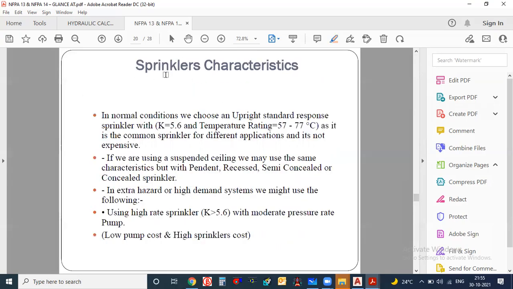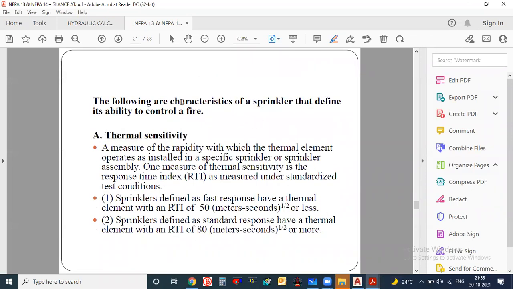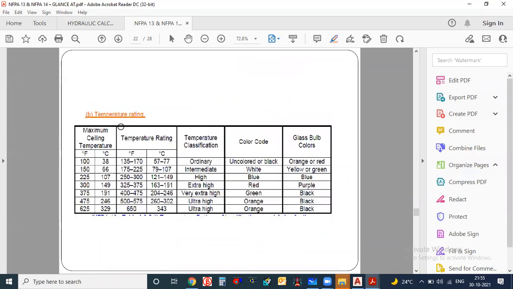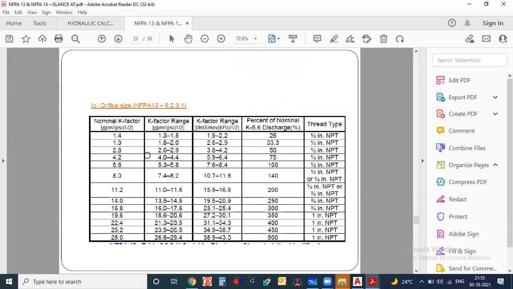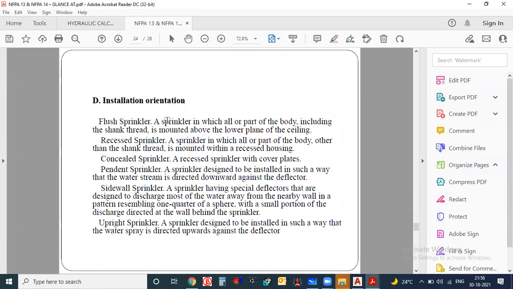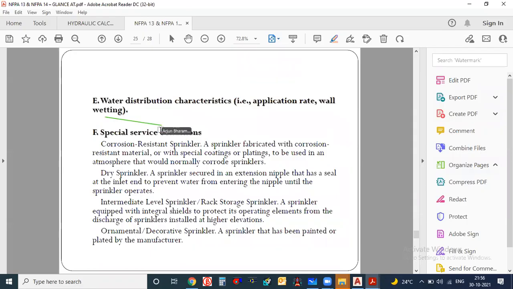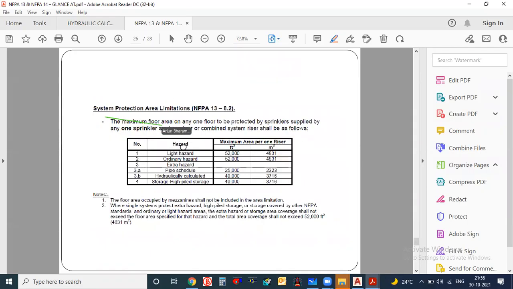Here they have given one point I like: about the sprinkler characteristics. Some points are written about the sprinkler, so this is also additional information. Again, this is taken from NFPA 13 only. The characteristics written here are thermal sensitivity as one characteristic, temperature rating as the second, orifice size as the third, installation orientation, etc.